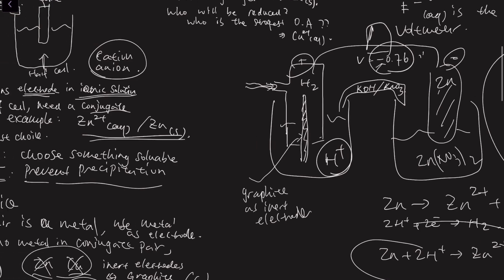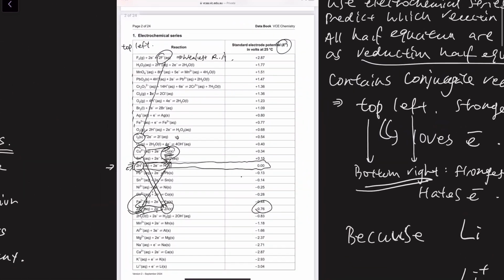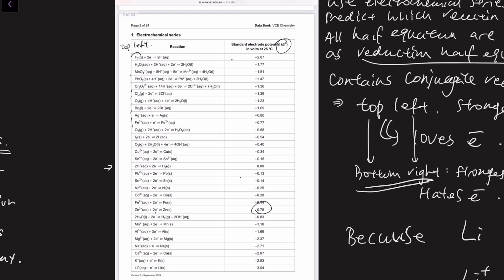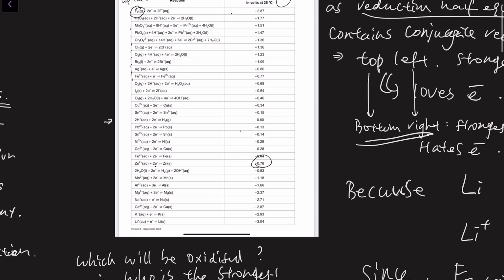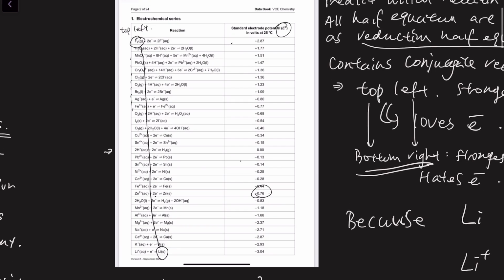If you drew a different cell, for example, if you do between fluorine gas and lithium, you get a negatively sloped line, so the reaction would occur. Fluorine gas would be reduced, lithium would be oxidized.